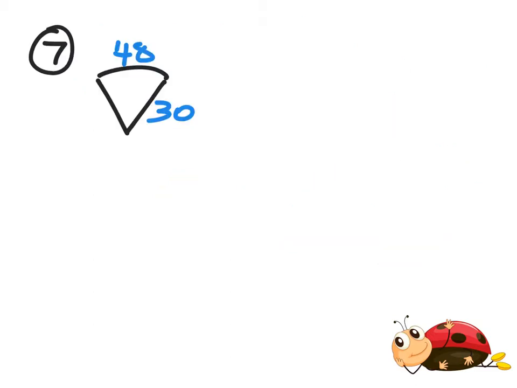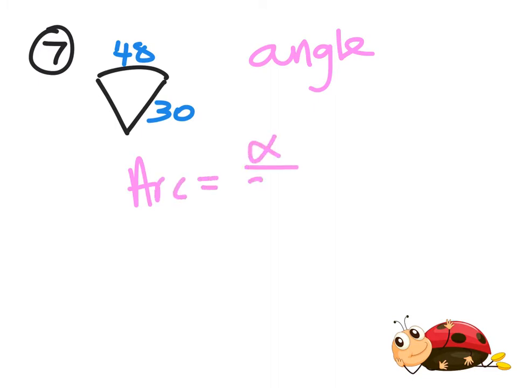Question 7. This question is asking you to find the size of the angle at the centre. It just says internal, but it's supposed to say internal angle at the centre. So it's asked to find the angle, so the formula we're going to use is arc equals angle over 360 times pi d.